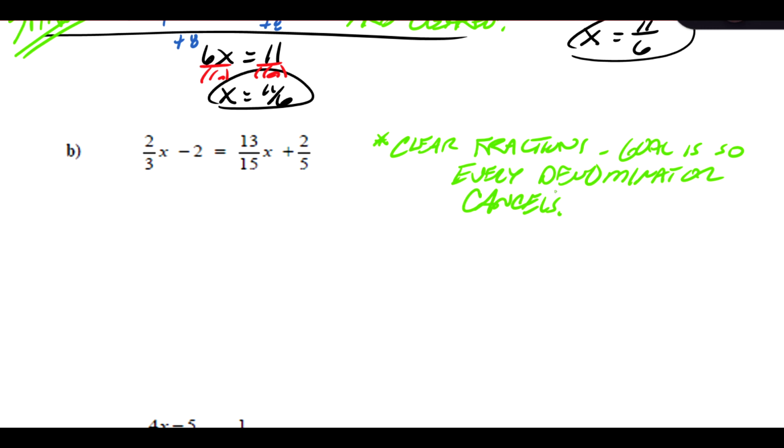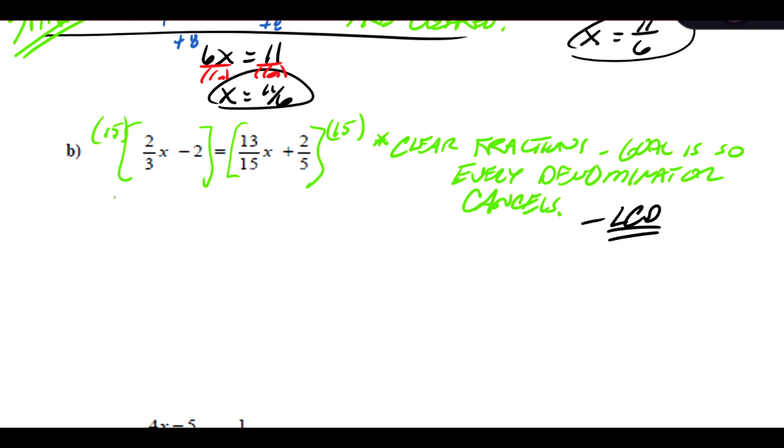Well, you've probably heard this before, but the lowest common denominator actually does that. If I look at 3, 15, and 5, the lowest common denominator is 15. If I multiply both sides of this equation by 15, when I multiply it to the fractions, the 15 will cancel with the 3, the 15 will cancel with the 15, and the 5 will cancel with the 15.